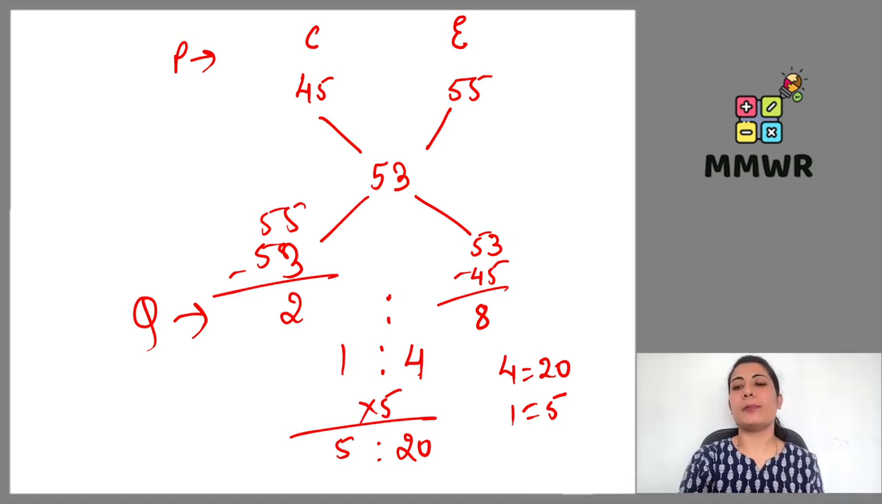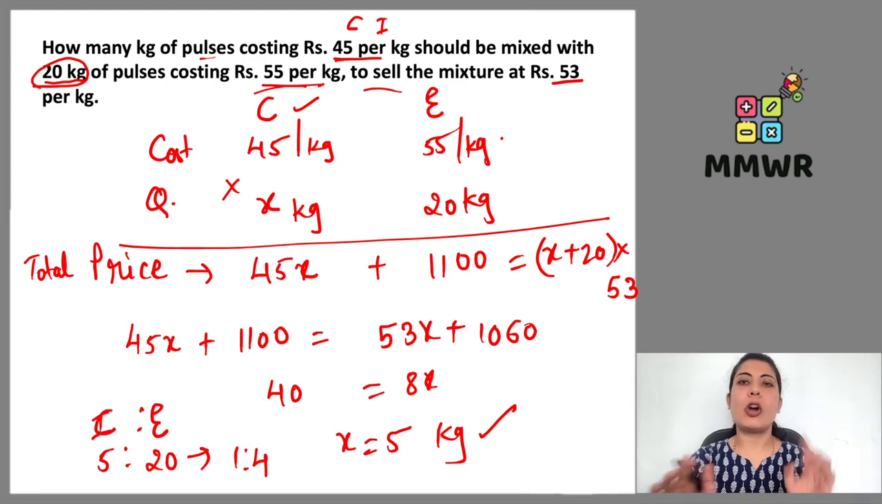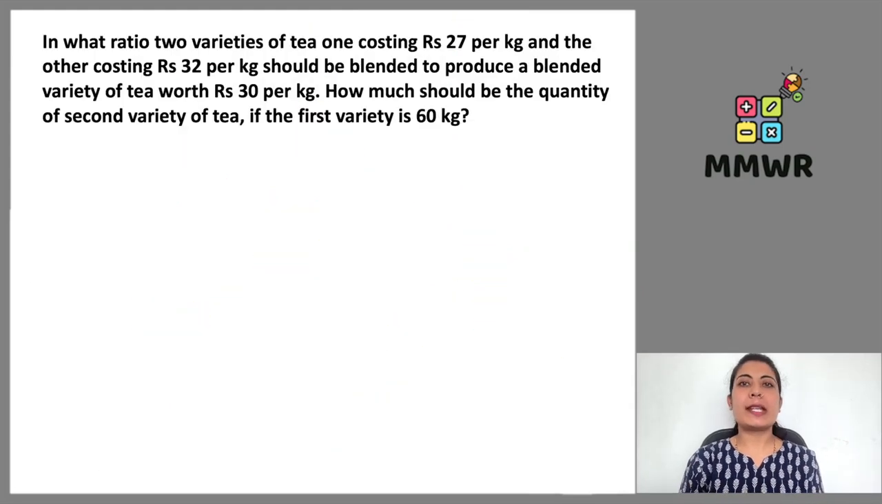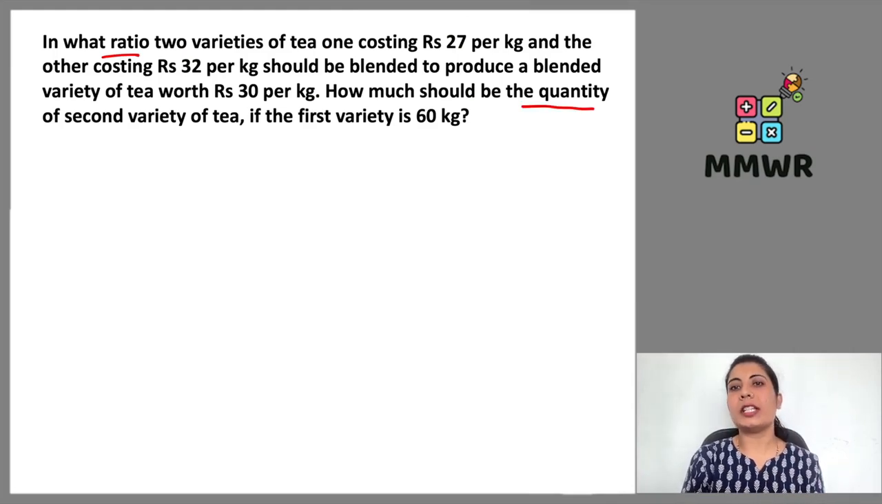So this way we have to simplify with the help of the alligation method. This is the shortcut way and this is the longer one. Okay, let us move to the next example. In what ratio? This time we have to find both the values, ratio and quantity also.